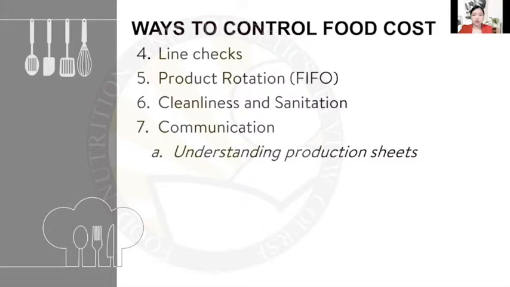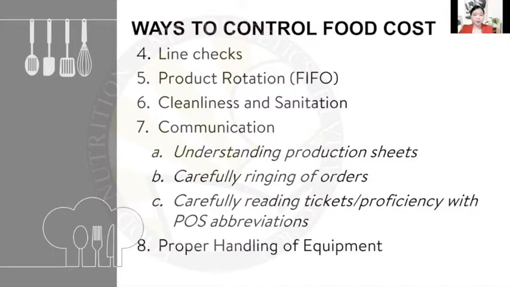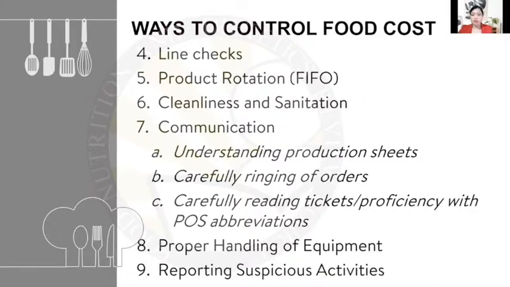These forms are filled up, and this indicates the quantity of products to be produced. Carefully read the orders from the front of the house or servers, and carefully read the tickets, with proficiency in the POS abbreviations, on the part of the kitchen. Also, proper handling of equipment helps control food costs in such a way that we do not waste any food product because of malfunctioning equipment. And also reporting suspicious activities.